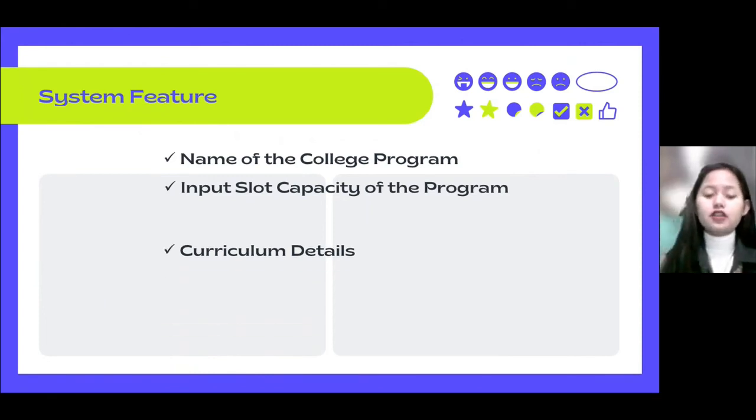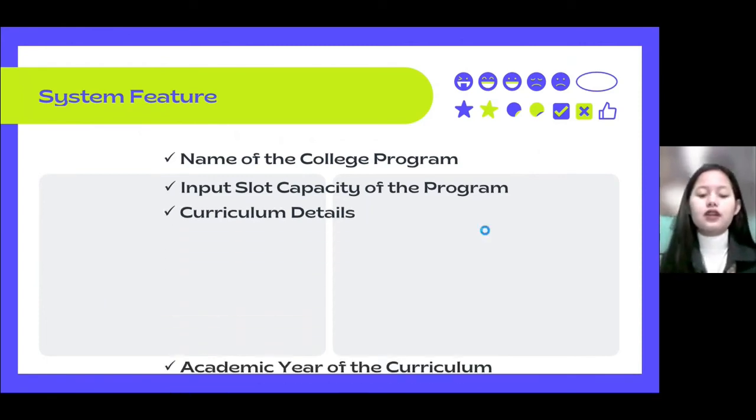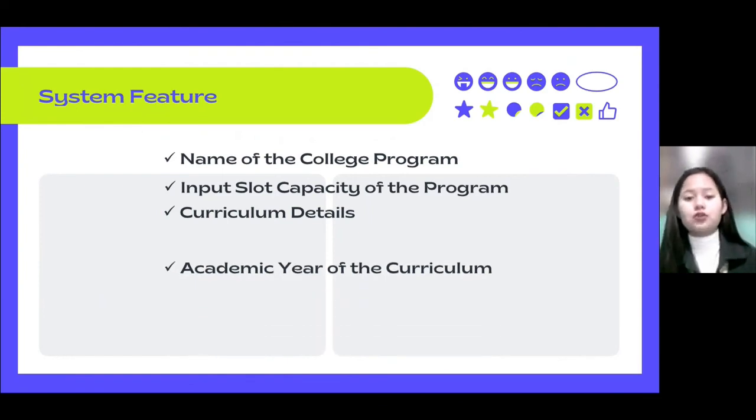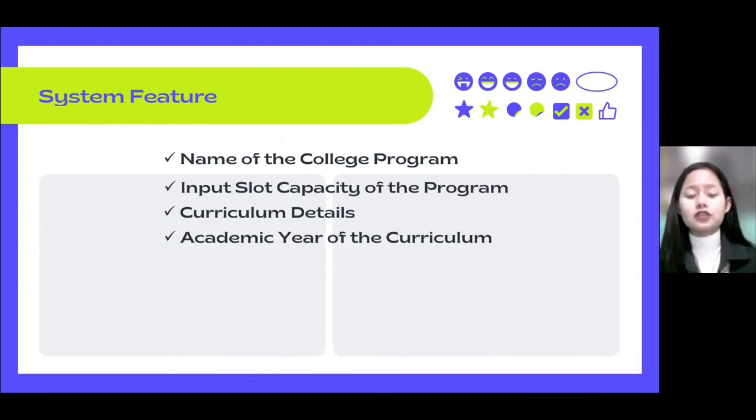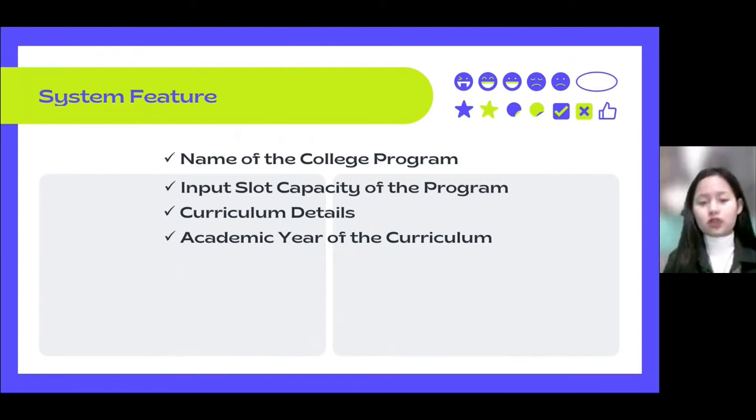Third, under curriculum details, it will ask the user the academic year of the curriculum. For example, the college program you inputted is BSIT, and the input slot capacity of the program is 600. And academic year of the curriculum, for example, in our present year is 2021. It will be inputted in our system, and it will be outputted successfully. That's all. Thank you.